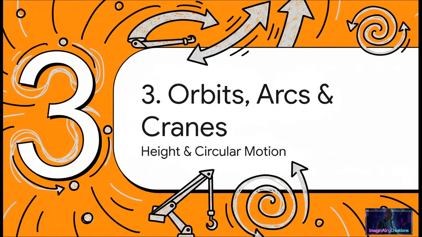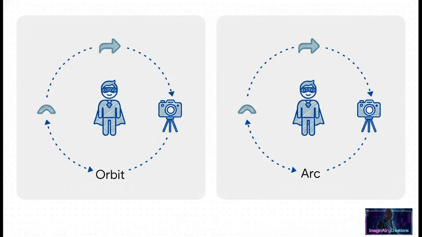This is all about breaking off that flat plane and adding height, adding sweeping circular motions to our shots. This is where things get truly cinematic. These two might seem similar, but it's all about the scope. An orbit is a powerful move, a full circle around your subject.